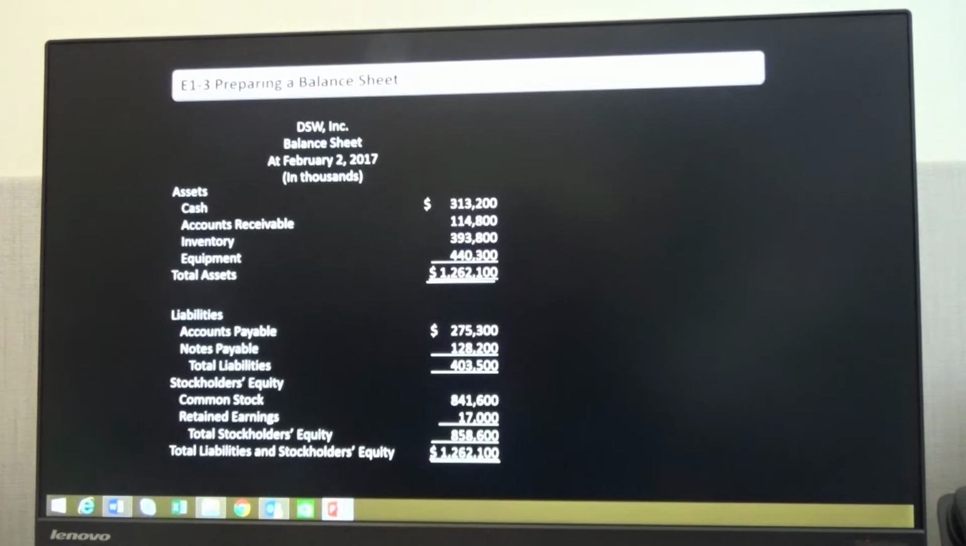And once we add together the total liabilities and the total stockholders' equity, they do indeed sum to the $1,262,100. Notice the double underlines under total assets and under total liabilities and stockholders' equity. That indicates that our balance sheet does balance, that those two amounts that are supposed to be equal are in fact equal. And that's all there is to preparing a balance sheet.